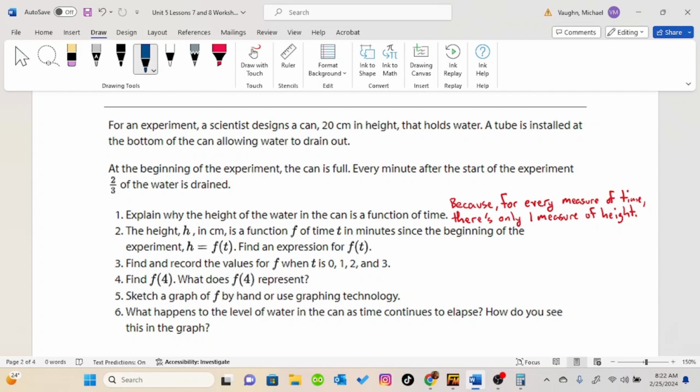Well, f of t would be the starting height, 20, times the factor. If 2/3 of the water is drained, that means 1/3 remains, and the power would be our input, t. So the expression for f of t would be 20 times 1/3 to the power of t.